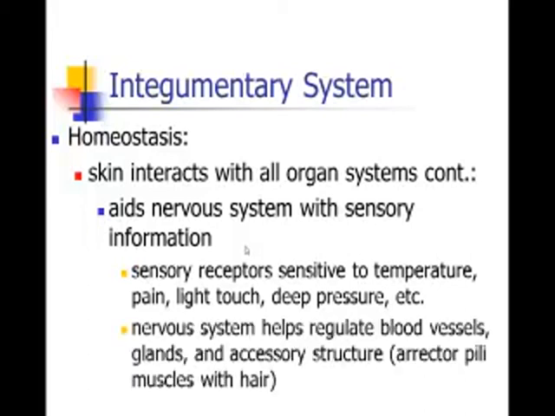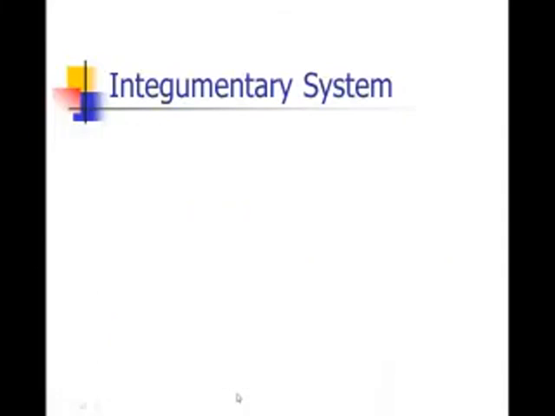And then the nervous system is helpful to the skin by regulating the diameter of the blood vessels, by controlling the glands and their activity, and also the nervous system is involved with thermoregulation by controlling the erector pili muscles that cause the hair to erect when you're cold.